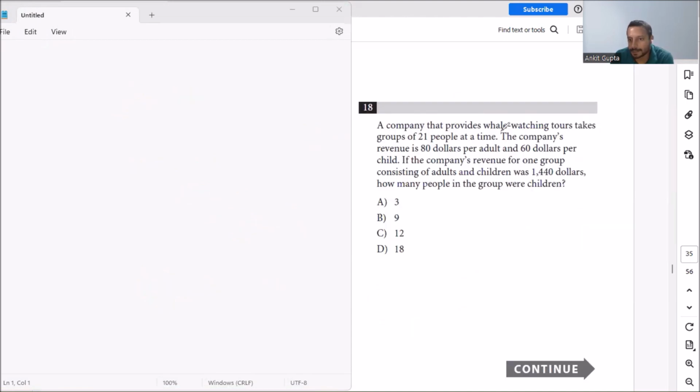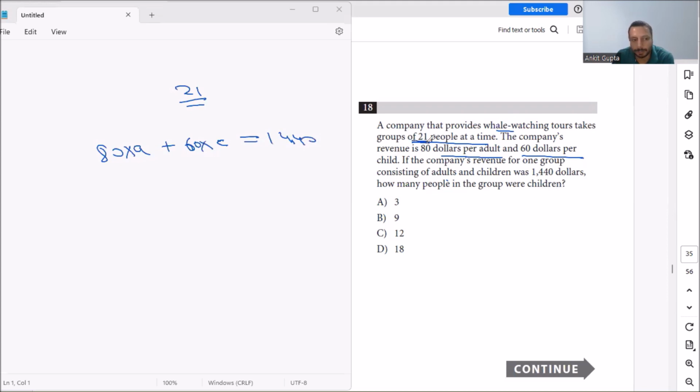A company that provides whale watching tour takes groups of 21 people at a time, right? So groups of 21 people at a time. The company's revenue is $80 per adult and $60 per child, right? So 80 multiplied by adult and 60 multiplied for each child. Let's say 8 adults and 6 children are taken. If the company's revenue for one group consisting of adults and children was $1440, how many people in the group were children?